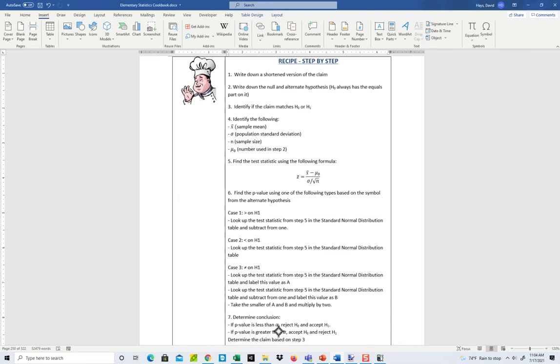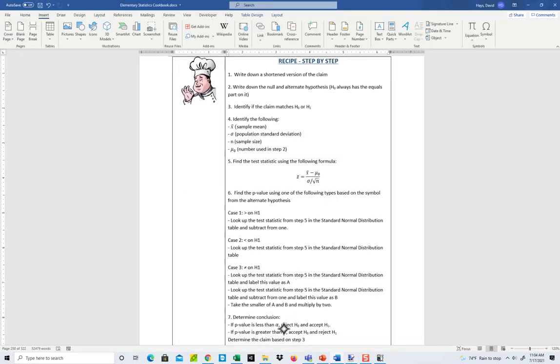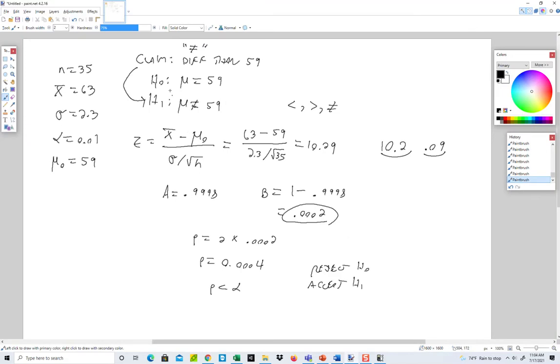So this says if p-value is less than alpha, reject H0 and accept H1. So reject H0 and accept H1. And determine the claim based on step 3. Since our claim matches H1, whatever we say about H1 is what we say about our claim. We accepted H1, so that means we're going to accept our claim. Okay.